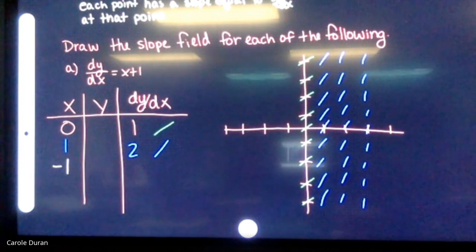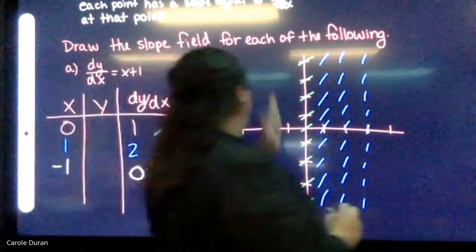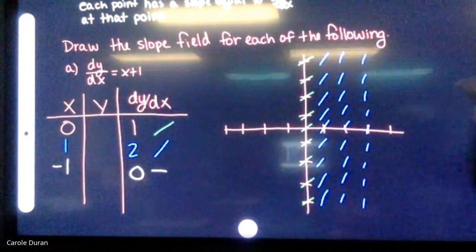What happens when I plug in negative 1? What line has a slope of 0? A horizontal line. So we want a horizontal line because that has a slope of 0. At all of my x equals negative 1 values, I'm going to have a horizontal line.